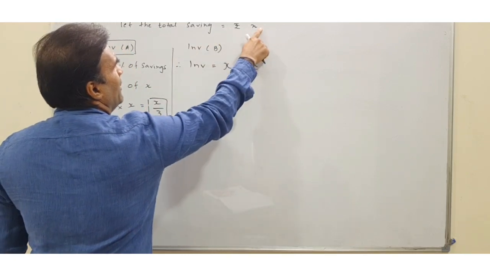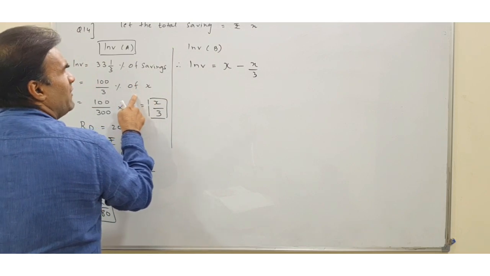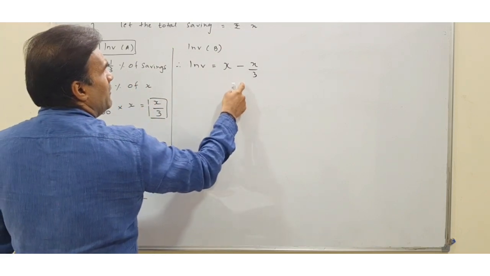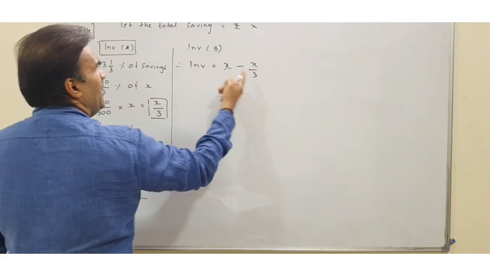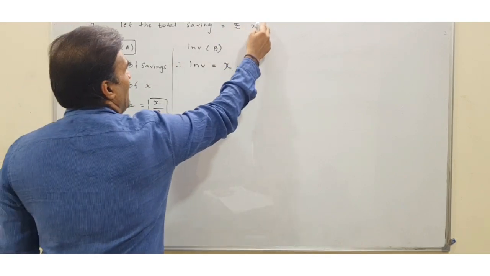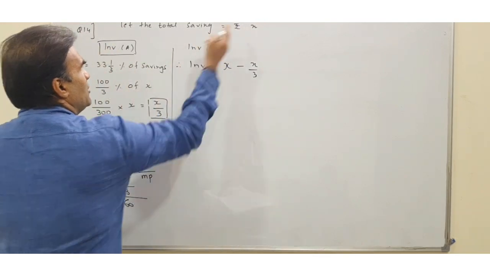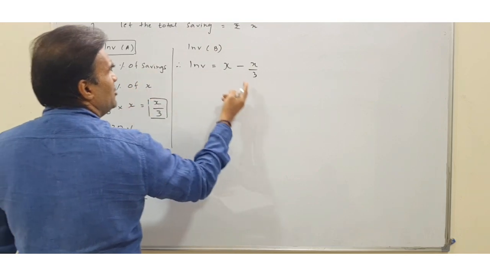Suppose this would have been 1000. You invested 600 over here. So investment in B would be 1000 minus 600, 400. If this would be 1 lakh, this would be 80,000. So 1 lakh minus 80,000, 20,000.